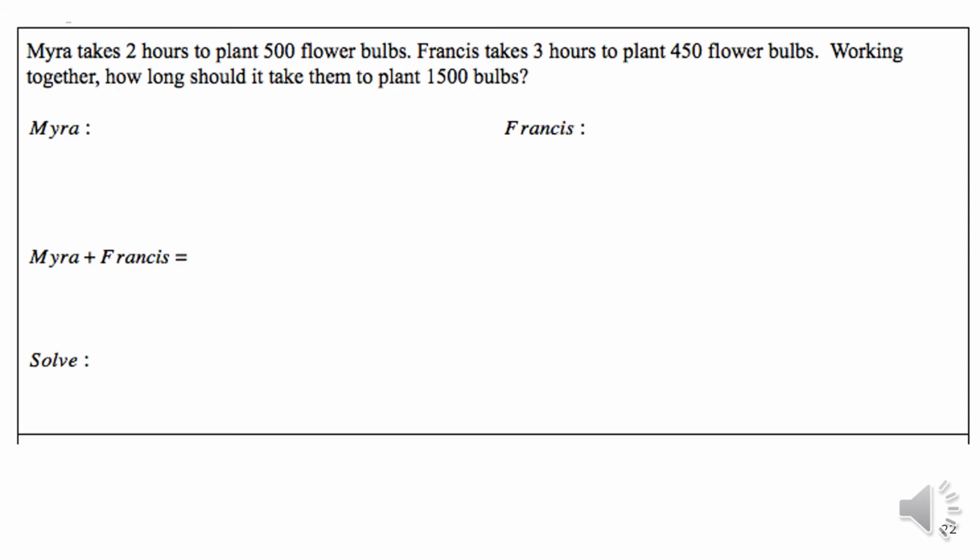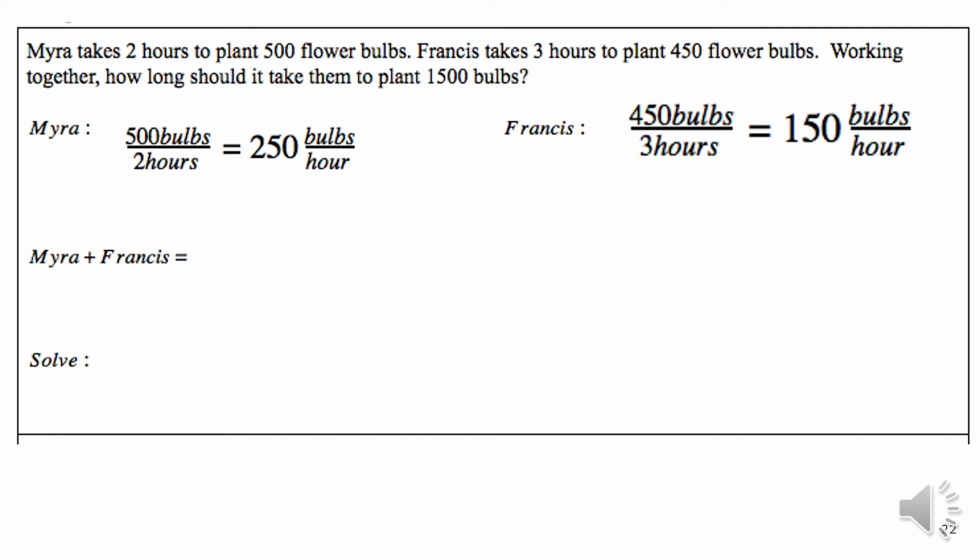So let's take a look at this example. Myra takes 2 hours to plant 500 flower bulbs. That's equivalent to 250 bulbs per hour. Francis takes 3 hours to plant 450 bulbs. In other words, Francis plants 150 bulbs every hour. Working together, how long should it take them to plant 1,500 bulbs?